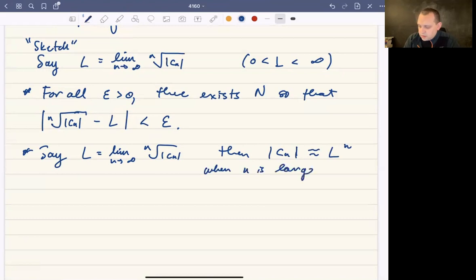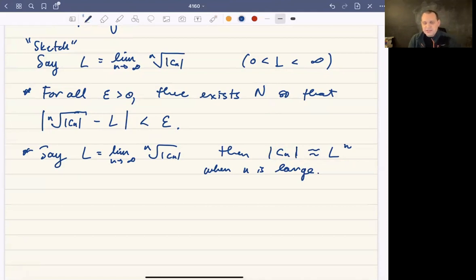So this really only happens when little n is greater than or equal to this capital N that we got from the limit. Okay, so I'm being a little bit imprecise here, but the modulus of C sub n is going to be close to L to the n. And so that's really the entire idea behind the root test.